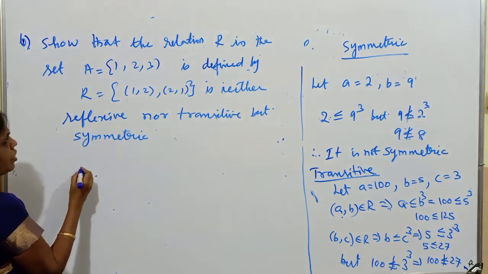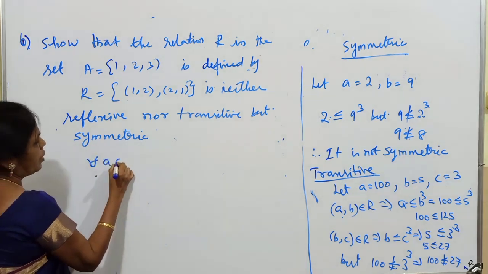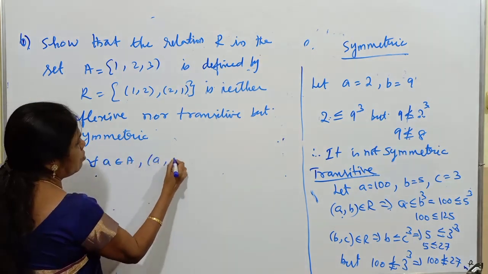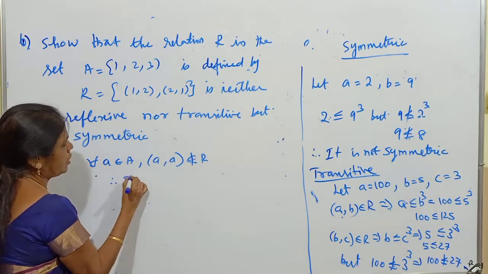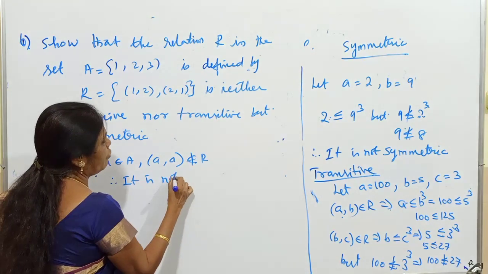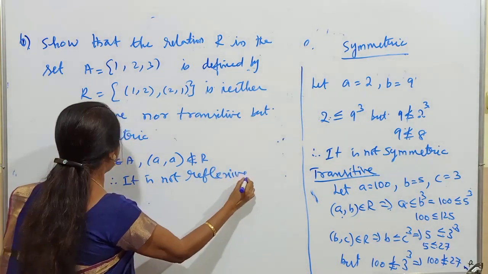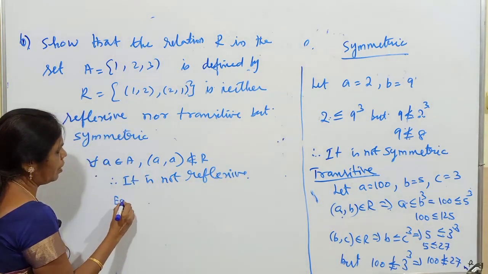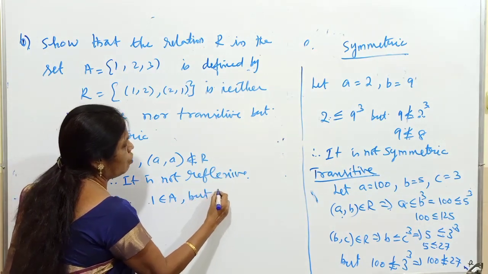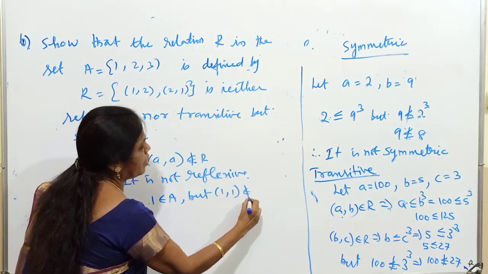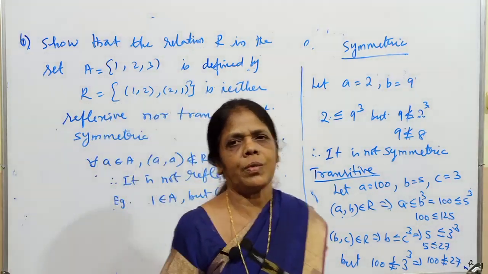What does transitive mean? Here, for all a belongs to the set A, (a, a) does not belong to R. Therefore, it is not reflexive. Now listen. If you want to take an example, 1 belongs to the set A, but (1, 1) does not belong to R. Therefore, it is not reflexive.